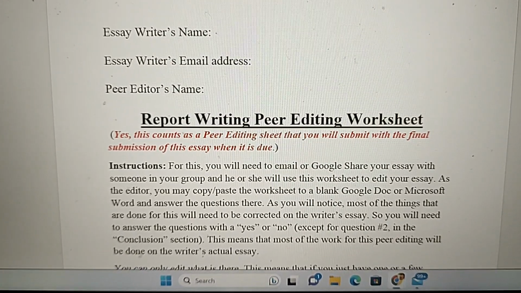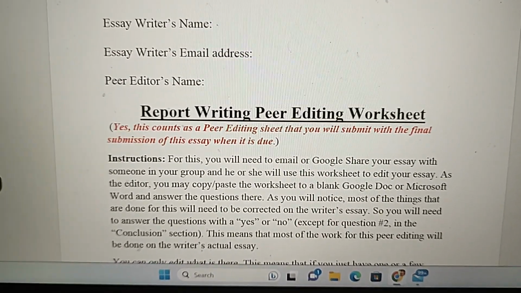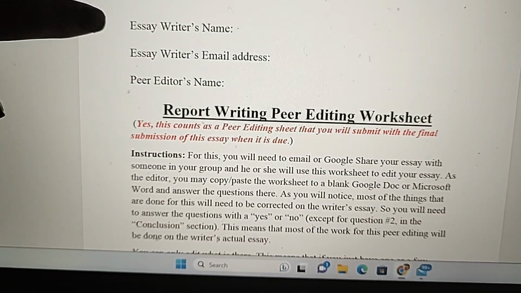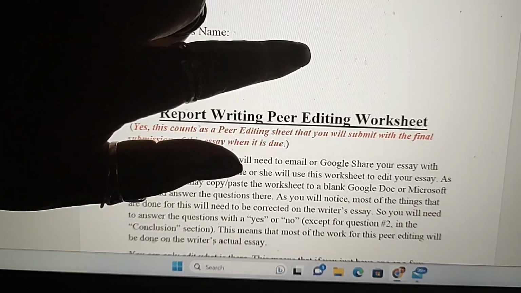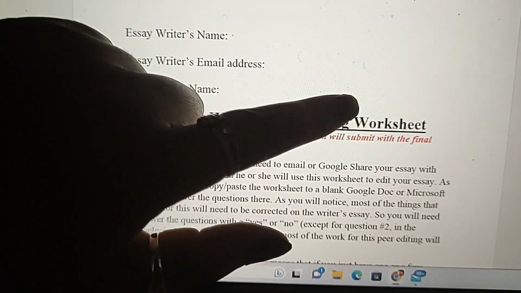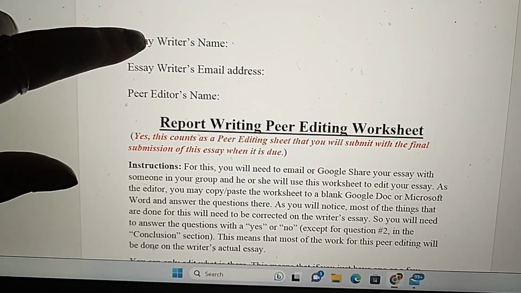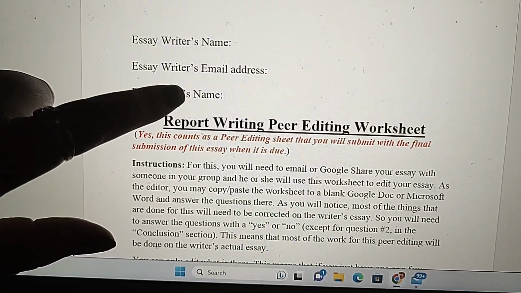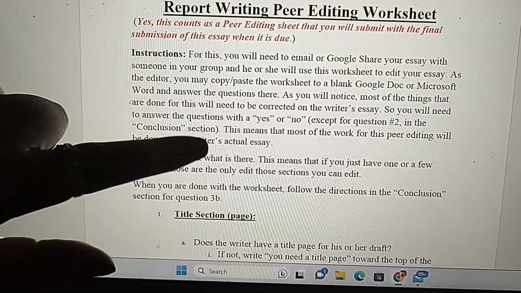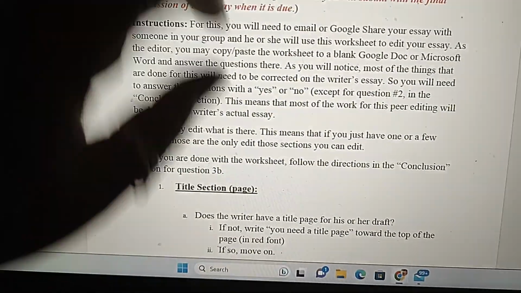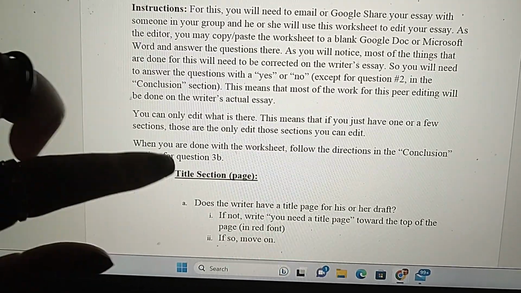But what you guys are going to do is read through the person's essay. Once you get it emailed to you, you're going to put the name of the person that wrote the essay and then their email address. Then you're going to write your name, you're the editor, on top. So the person that wrote the essay and then your name, okay? Then we're going to keep on through, and I kind of have instructions on what to do. You're going to either share or, and I kind of talked about that. You guys are doing that in assignment 4.